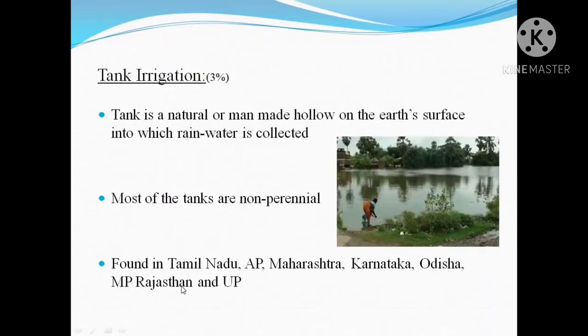Like this, two types. Next, tank irrigation. 3% of the irrigated land depends on tank irrigation. A tank is a natural or man-made hollow on the earth's surface into which rainwater is collected. Mainly in the plateau region, you can see this. Most of the tanks are non-perennial. When we use it, it will become dry. It is found in Tamil Nadu, Andhra Pradesh, Maharashtra, Karnataka, Odisha, Madhya Pradesh, Rajasthan and Uttar Pradesh. In these areas we can see this. So this is about tank irrigation: well irrigation, canal irrigation and tank irrigation.